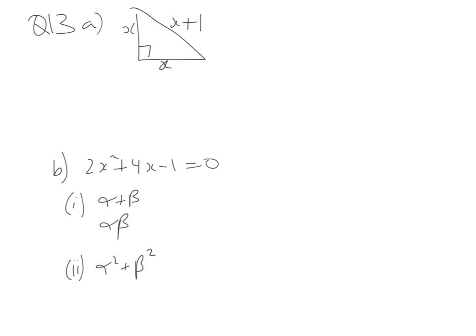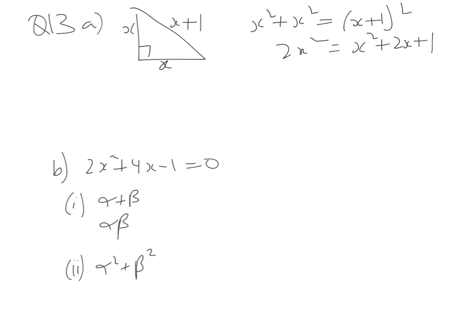Question 13. Isosceles triangle with x both sides and x plus 1 as the hypotenuse, so we use Pythagoras. x squared plus x squared must equal (x plus 1) all squared. So we get 2x squared equals x squared plus 2x plus 1.